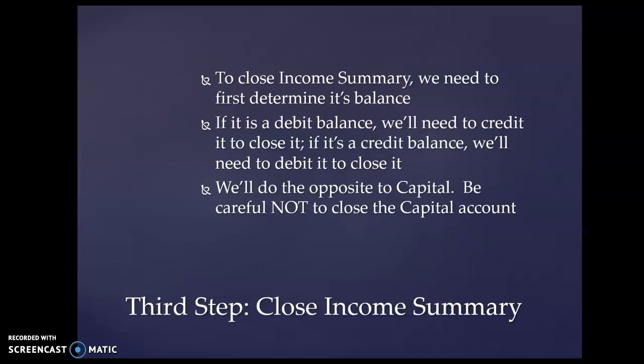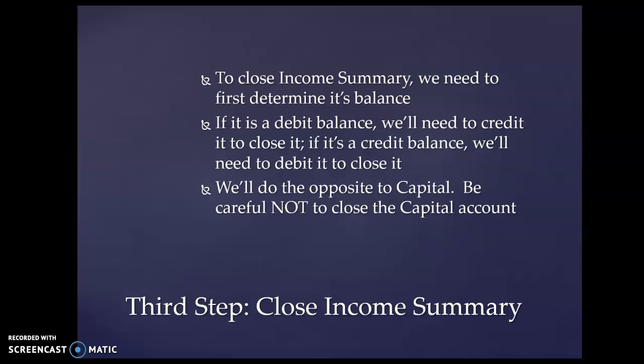Now we need to close the income summary account in step 3. Before we close it, we need to first determine its balance. If the revenues are more than the expenses, income summary is going to have a credit balance. If expenses are more than revenues, it's going to have a debit balance. So we don't really know what the balance is and whether it's debit or credit. The best way to do it is to draw ourselves a little T account and see what balance it has. If it has a credit balance, we'll need to debit it to close it. If it has a debit balance, we'll need to credit to close it.